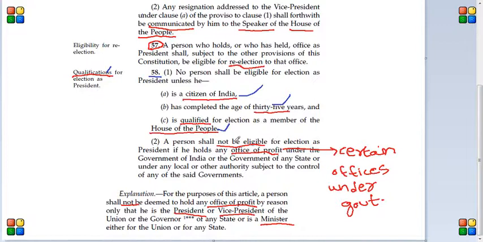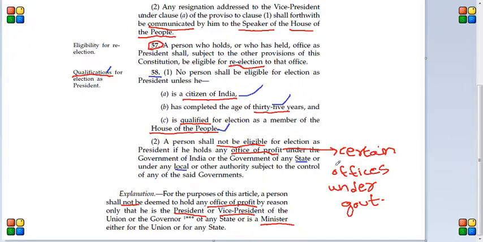And next thing is a person not be eligible for election as president if he holds any office of profit under the government of India or government of any state or under any local or other authority subject to the control of any of the said governments. Basically what it says is that if any person is holding any office of profit, then he cannot become a president. Now what is an office of profit? Office of profit is a little bit complicated thing, which is beyond the scope, which we will discuss in other videos. Basically these are certain government offices which have some power.